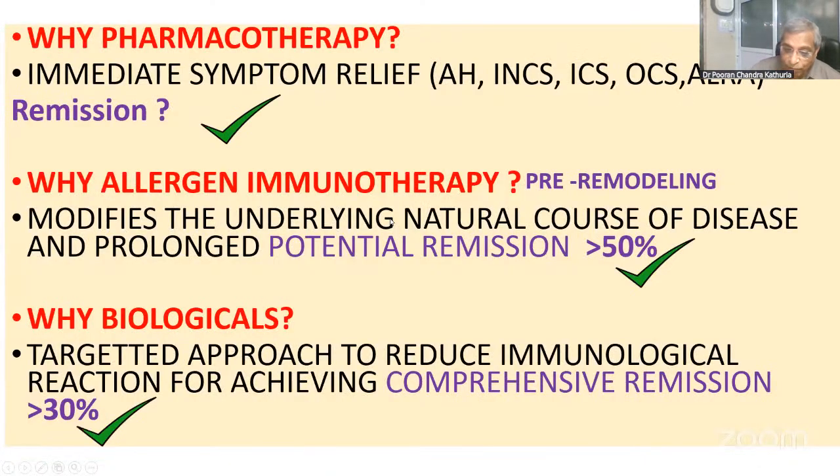So friends, at present we have pharmacotherapy. Is there a remission? Hardly 9%, which so far in the literature is natural remission, and you have to give it continuously. But allergen immunotherapy, if you start it in the pre-remodeling stage, gives remission to the tune of more than 50%.